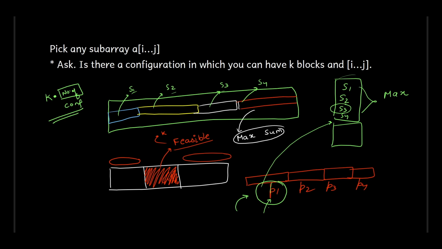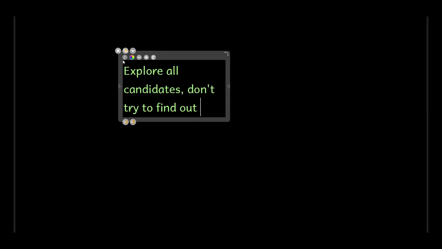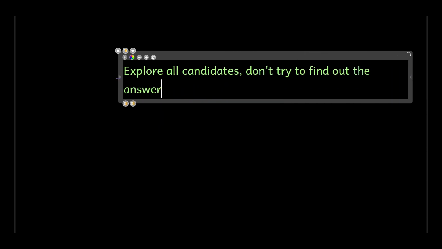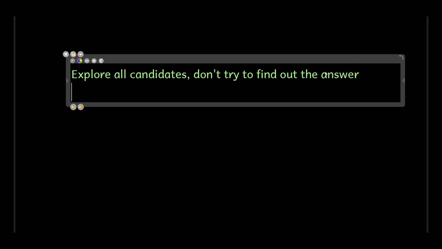So why is this statement true? Let me write that down in case it's becoming too vague. This time we'll follow a different strategy. Explore all candidates, right? Don't try to find the answer. This time we'll just explore all the candidates, candidates being the keyword. We'll not try to find the answer. And then the maximum element in the candidate list is your answer.